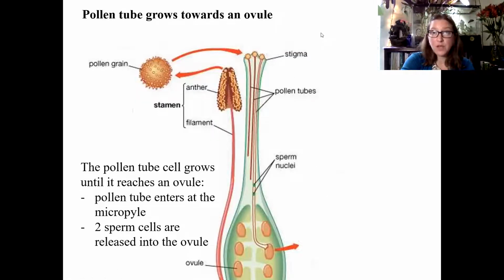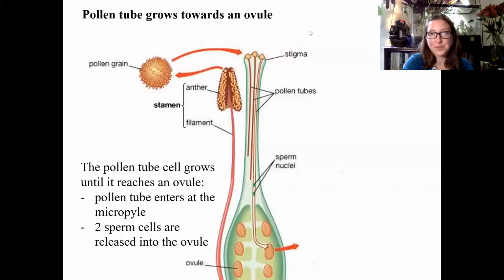This is what we were just looking at. Here's that pollen grain that has landed on top of the stigma. It's absorbed water from the stigma. It's going to grow pollen tube cell down until it meets an ovule. And as it grows down, it's going to bring those sperm down with it.